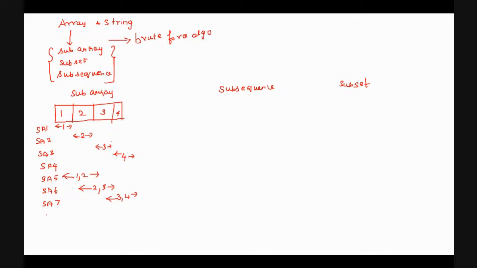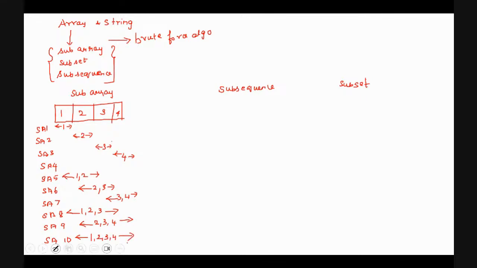Next, coming to subarray 8. So I'm going to frame my subarray 8 with 3 elements, 1, 2, 3. Okay. Next, subarray 9, which comprises of, so any guesses? So my subarray 9 will comprise of 2, 3, 4, and then finally my subarray 10 will be all the elements in the contiguous order.